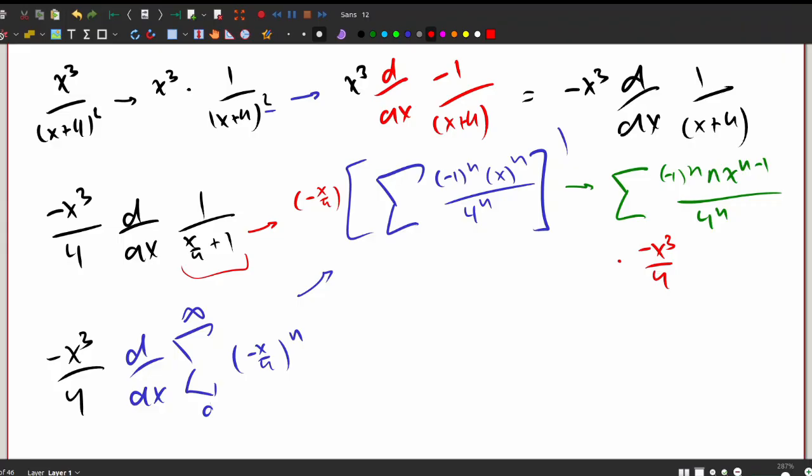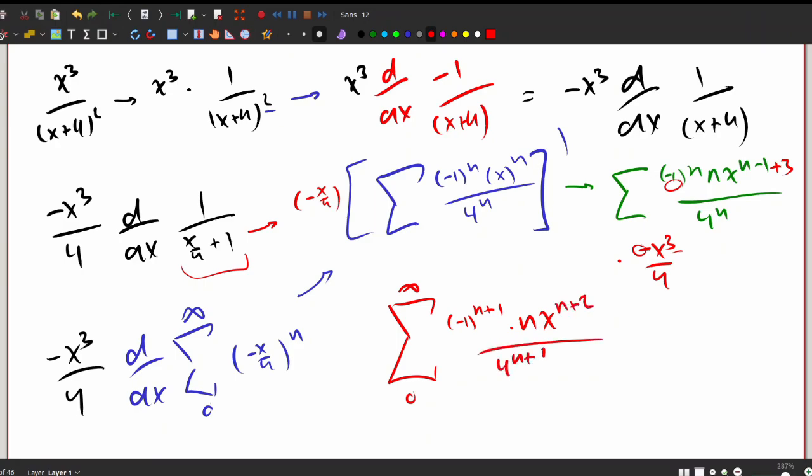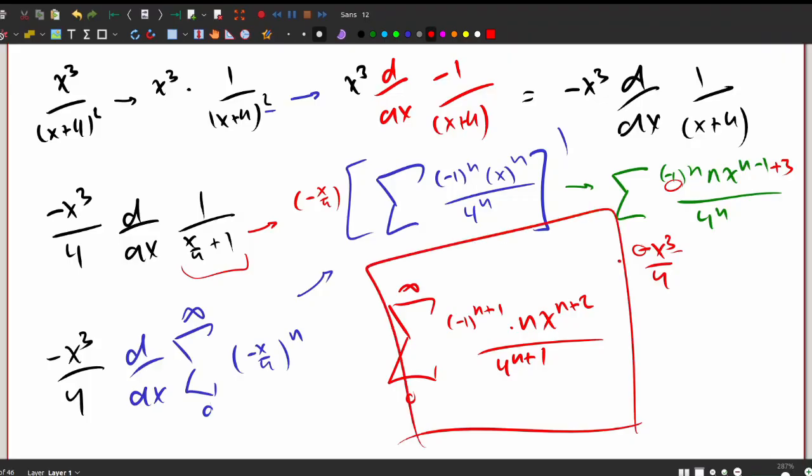So finally, let's put everything back into the sum. It becomes the infinite sum of, now this negative 1 and negative 1 here, so negative 1 becomes n plus 1. This times n, x to the n minus 1 gets a plus 3 from this x cubed, so x to the n plus 2 over 4 to the n plus 1. And this is our power series representation of this function.